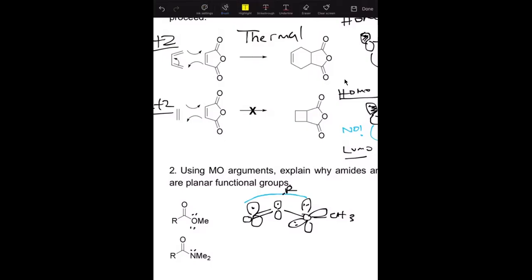For the amide, it's not going to be much different. You've got a lone pair here, and then the pi system on your carbonyl, it's going to look like that. So again, the reason why they're planar is to maintain that orbital overlap between the nitrogen and the carbonyl in the amide, or the oxygen and the carbonyl pi system in the ester. You want to maintain that.